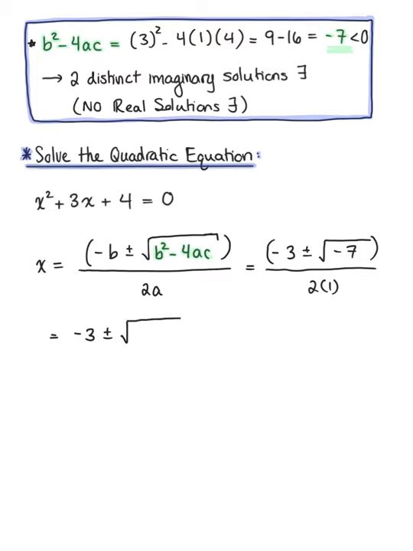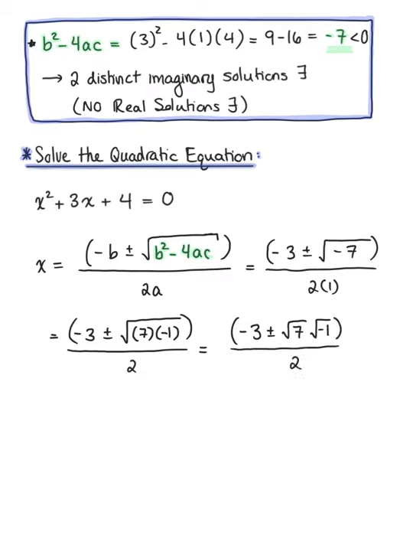Now underneath this square root, we can separate this to the product of 7 multiplied by negative 1, all divided by 2. And since we have factored 7, we can now rewrite this as the product of radicals, the square root of 7, multiplied by the square root of negative 1, all over 2. And we know that the square root of negative 1 is the imaginary number, i. So this is equal to negative 3 plus or minus the square root of 7 times i.